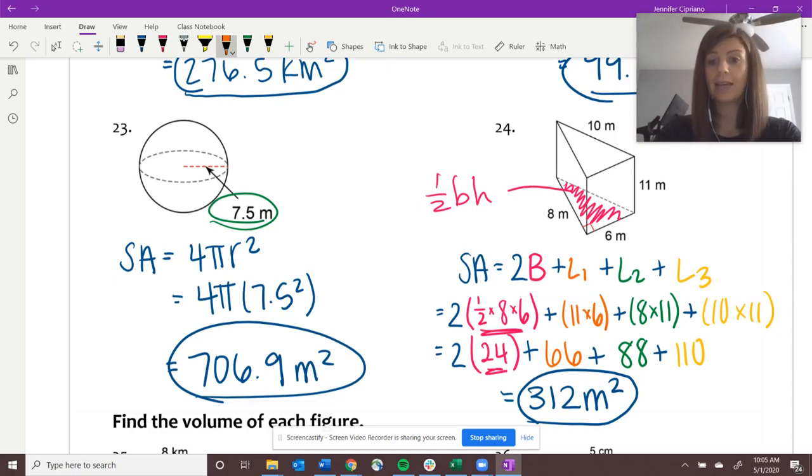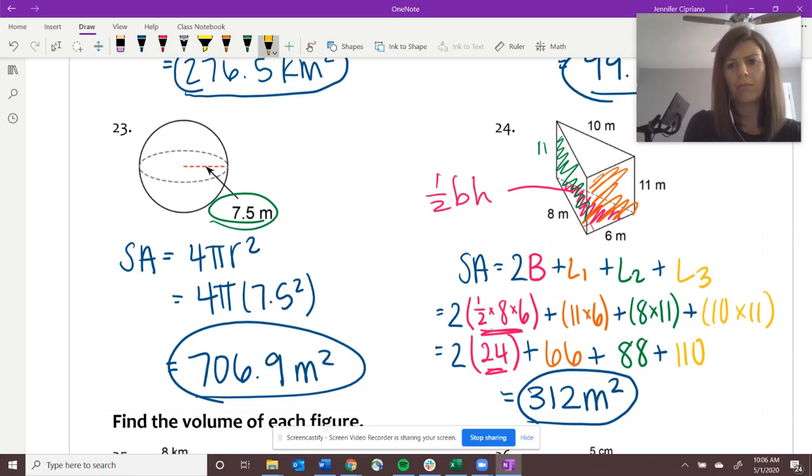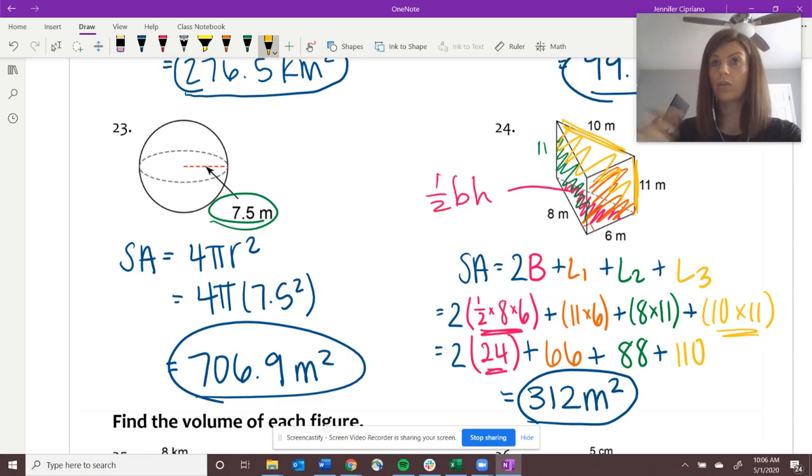So 11 times 6 is this rectangle right here. 8 times 11 would be this rectangle on the left side. If the height of the prism is 11, then there would also be an 11 back here. So that's an easier way to see the 8 times 11. And then we also need the one on the back, and that one would have a measurement of 10 times 11. So 10 times 11 is that last area here. And so when you add all those up, that's where the 312 meters squared comes from.